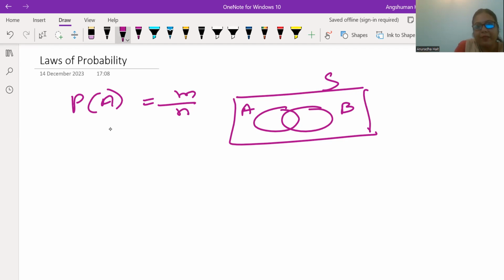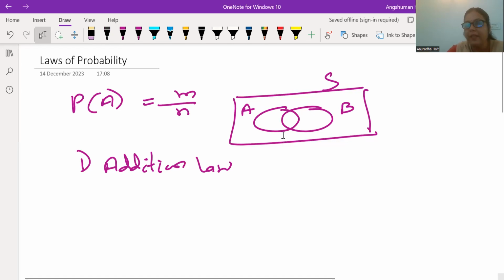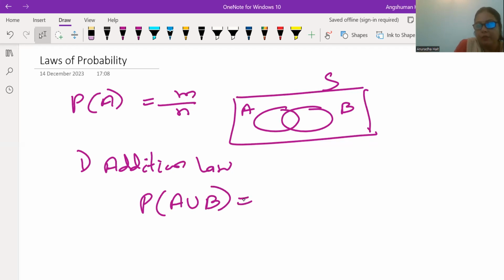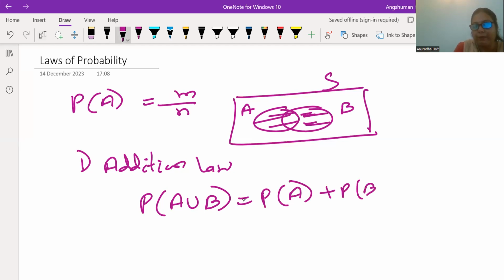Now the first law of probability is called addition law of probability. What is the meaning of it? Addition law means there are two events A and B in the sample space and we are interested to find out the probability of the event A union B. So what is the formula? A union B means the whole thing will come here. Now the formula of addition law is probability of A plus probability of B minus probability of A intersection B.